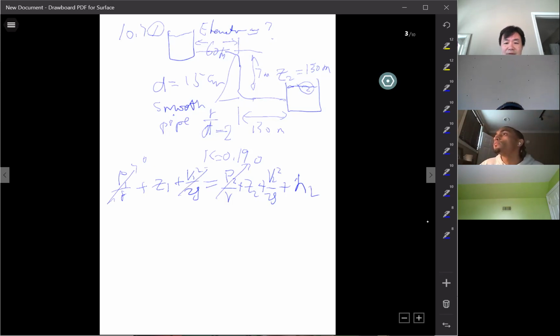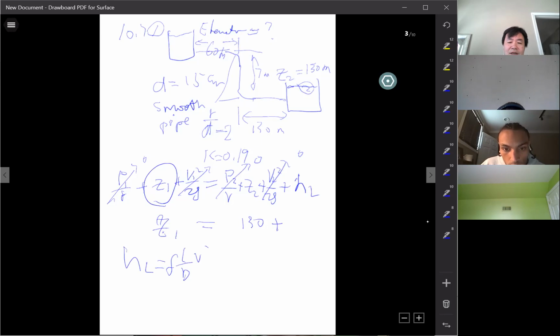Your velocities are zeros on the 2 surfaces. So the Z1 is your unknown. Z2 is 130. So the only problem here is just to find out the HL. HL is frictional head loss. I think you know everything.